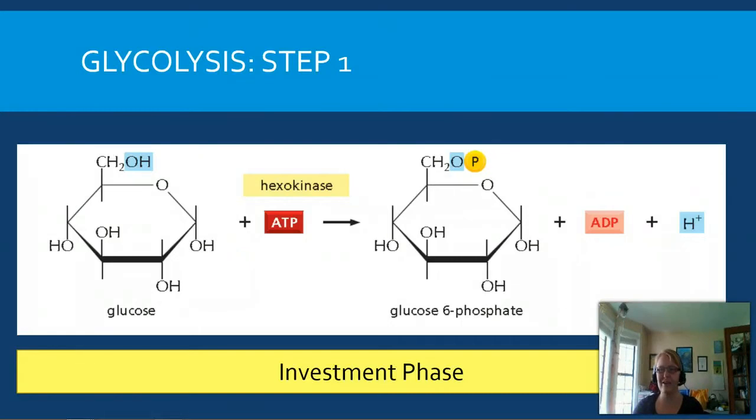This essentially sticks the glucose and makes sure that it stays inside the cell so it can be further broken down. Otherwise, it could be transported back out. And it also generates an ADP and a proton out of this process.